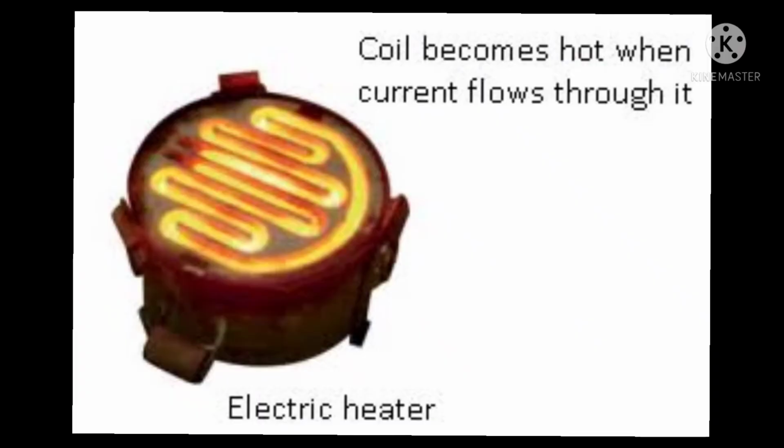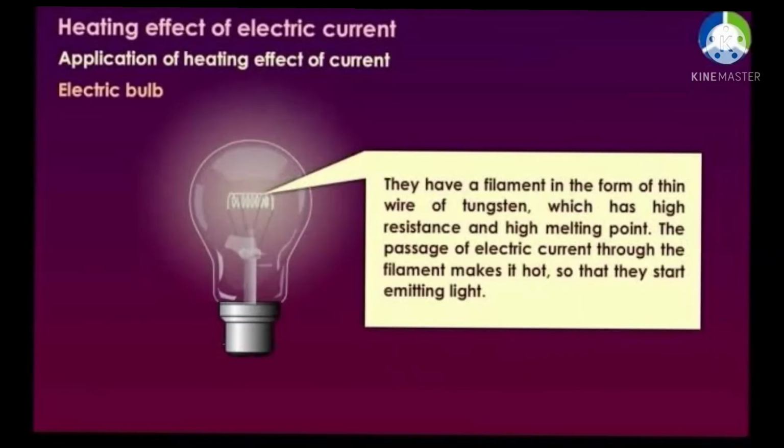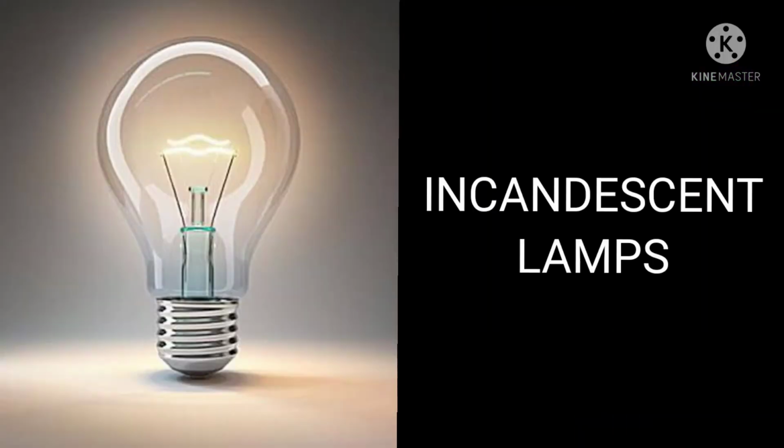This is a figure of an electric heater. When electricity passes through the electric heater, the coil becomes hot. That is, the coil becomes red hot when current flows through it. This coil is also known as element. Electric bulb works on the principle of heating effect of electric current. An electric bulb has a filament inside it, made of a metal called tungsten. When electricity is passed through it, this filament gets white hot and emits light. This bulb is also known as incandescent lamp.